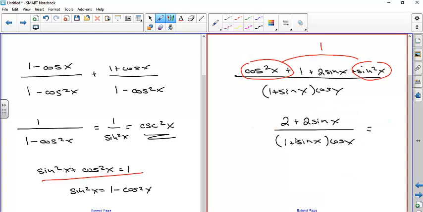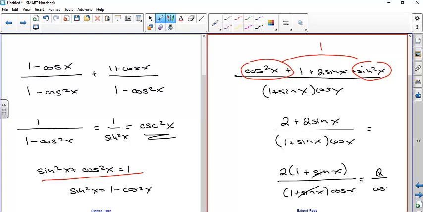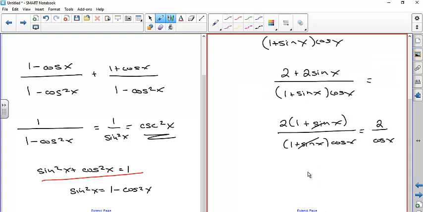But if I factor out a 2 out of the 2 terms in the numerator, I'll get 1 plus sine x, which happens to be one of the terms in the denominator. So these cancel out, and I get 2 over the cosine of x. But again, I don't like stuff in the denominator if I can help it, so the reciprocal of the cosine is the secant. So that whole thing just reduces down to 2 secant x.